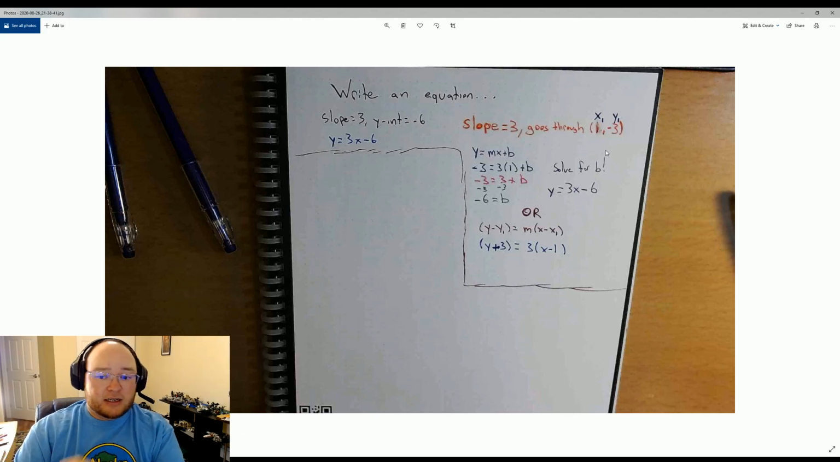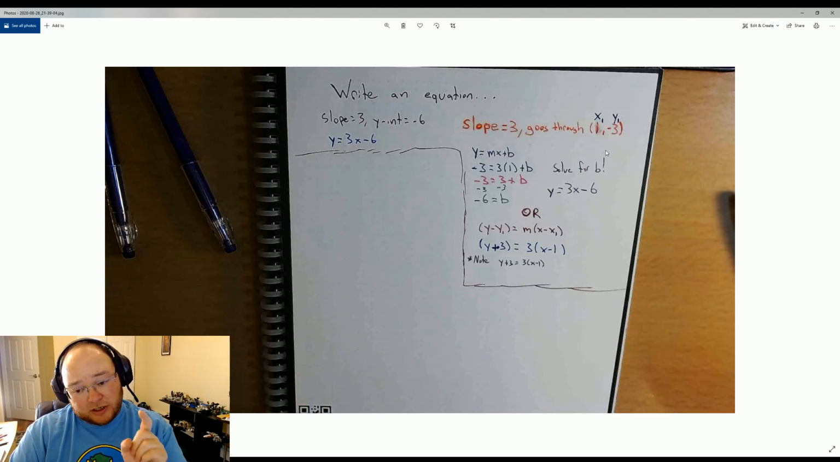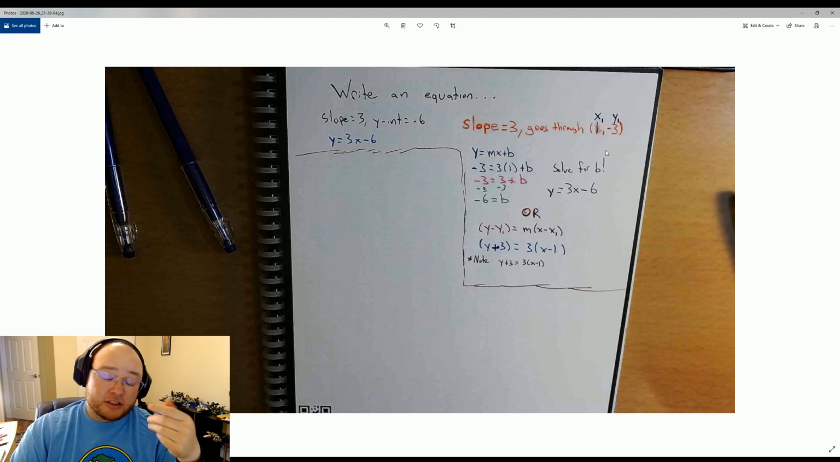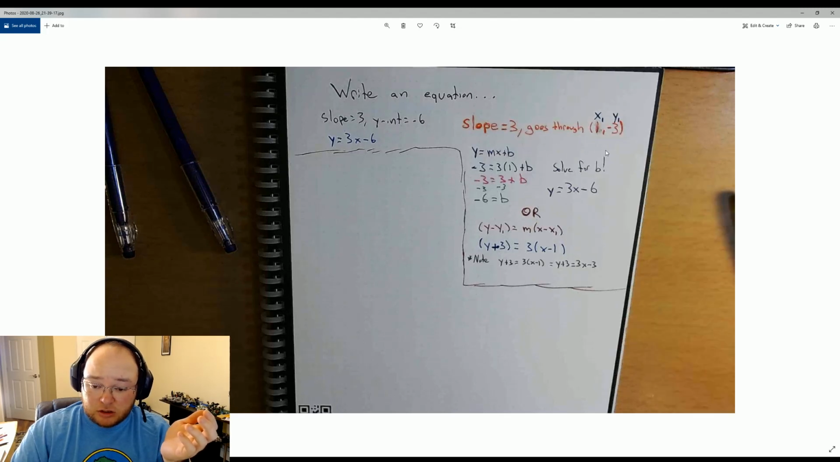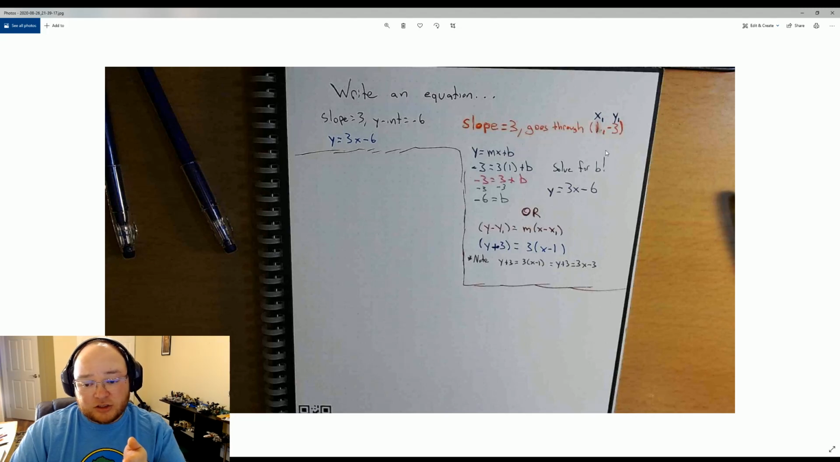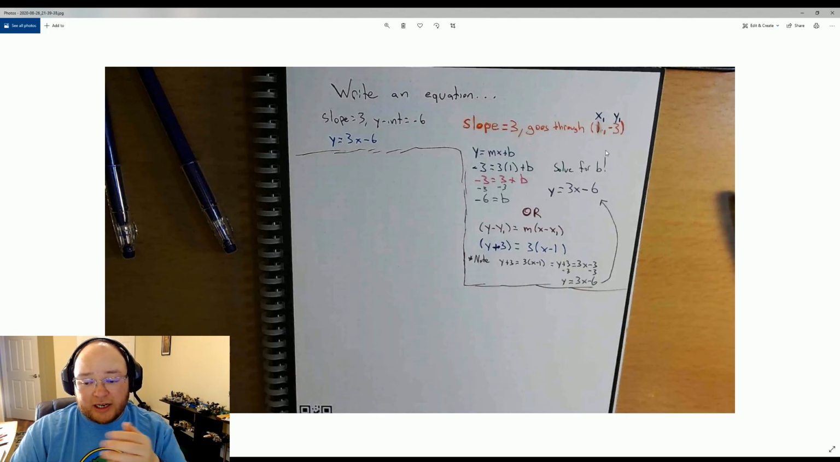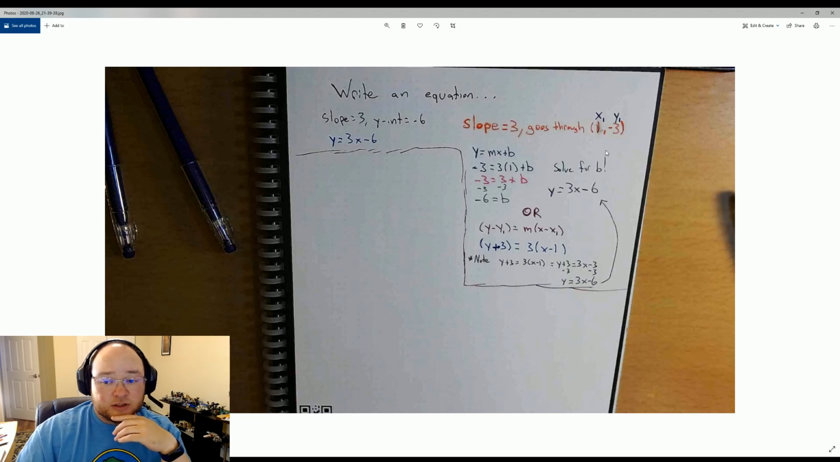Now, I just want to note that if you wanted to double check your work, you could write it as y plus 3 equals 3 times x minus 1. You can then distribute that right side. 3 times x is 3x. 3 times negative 1 is negative 3. And then you could solve for y by subtracting 3 from both sides, and we get y equals 3x minus 6, which is the exact same thing we got here.